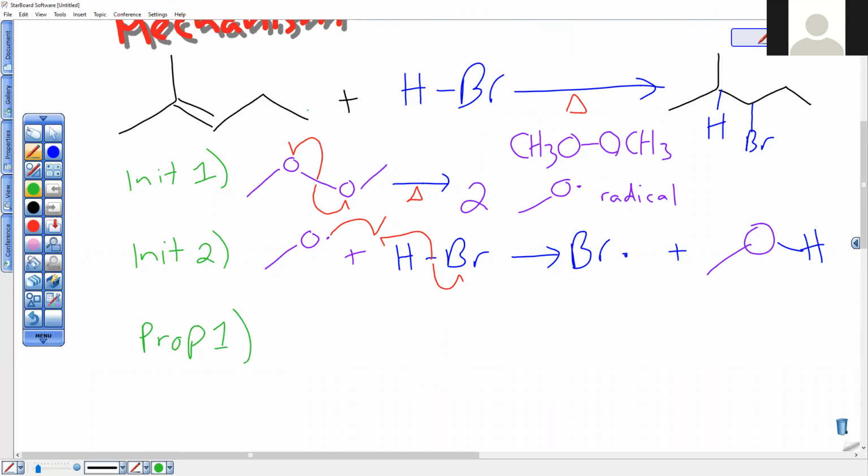Propagation 1, bromine radical here is very unlike the bromine radical in section 8.1 and 8.2. This radical has the energy that better matches the energy of a pi bond. So it interacts with the pi bond and not with, like 8.1, a hydrogen atom attached to a carbon. This is a lower energy bromine radical.